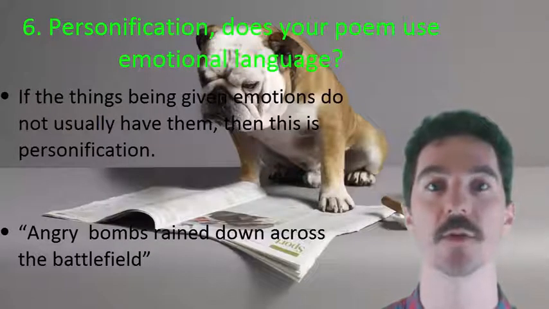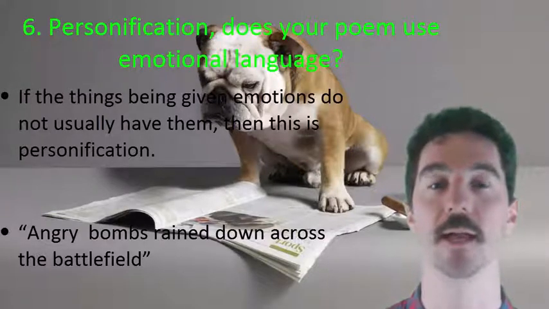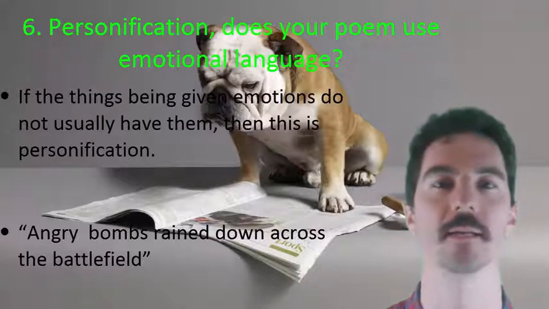The sixth is personification, and personification is just giving thoughts, feelings, or any sort of human emotion or characteristic to something that typically doesn't have it. So an example would be: the clouds were angry at the man as they drenched him in rain.